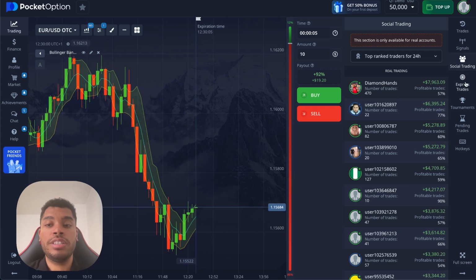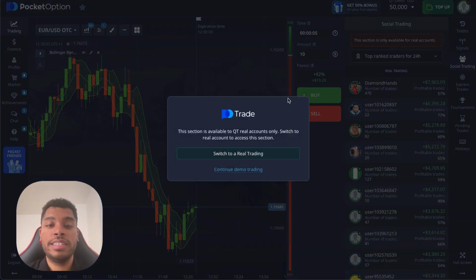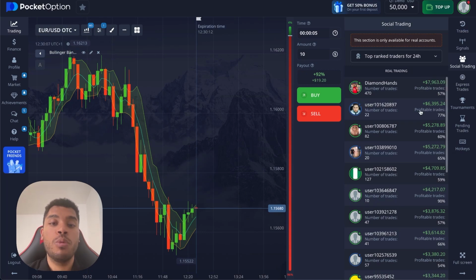Now, below the social trading you have the expert trades. In this case, as you can see, I'm gonna have to switch to a real account, but basically this function allows me to place rapid trades, and since it's something a bit advanced, you need to have deposited at least $1,000 inside Pocket Option before you get access to this specific function.